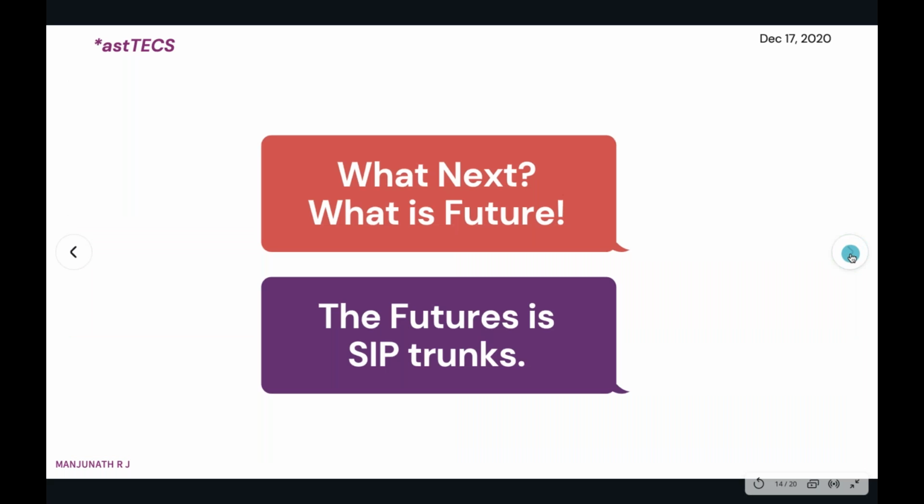So nothing stops us. What next? What exactly is the next thing? What is the future? Will EPABX go on for a longer duration? There are so many talks that many EPABX manufacturers are winding down and don't want to stay in the market. They are moving towards cloud usage, IP provisioning and all those things. So actually, the future is SIP trunks. In fact, maybe again, I have to come back to the same thing.